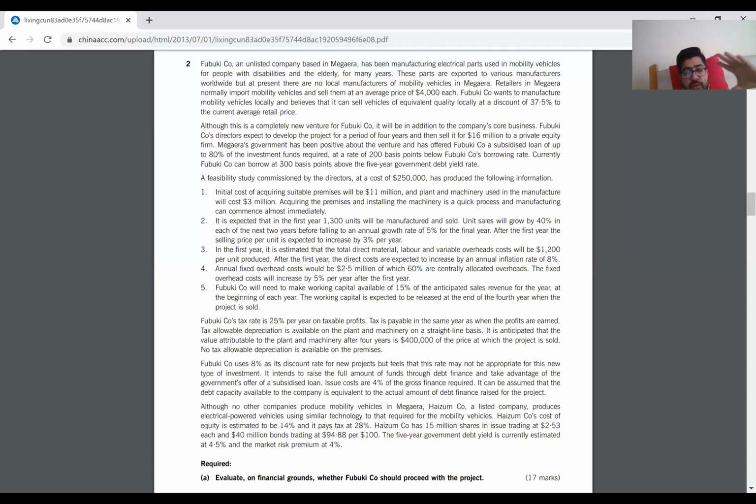So no companies produce mobility vehicles, but Hesem Company produces electric vehicles. So a proxy is given that confirms this diversification. Evaluate on financial grounds whether Fubuki should proceed with the project. So you need to evaluate on financial grounds whether Fubuki should proceed with the project.